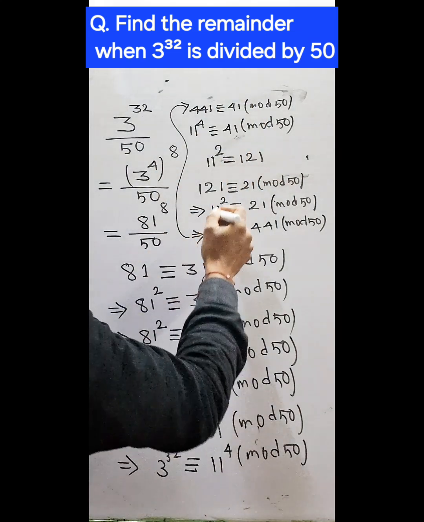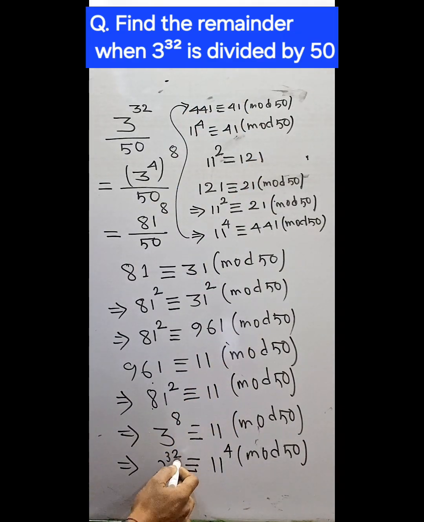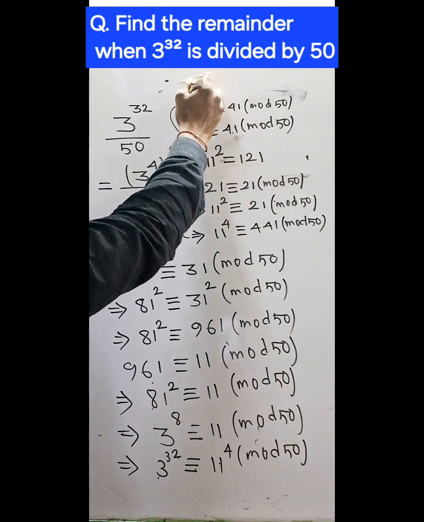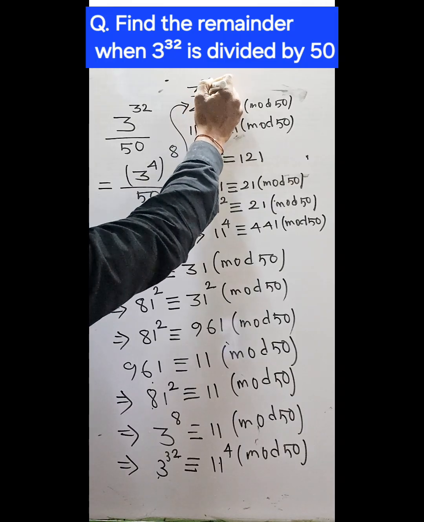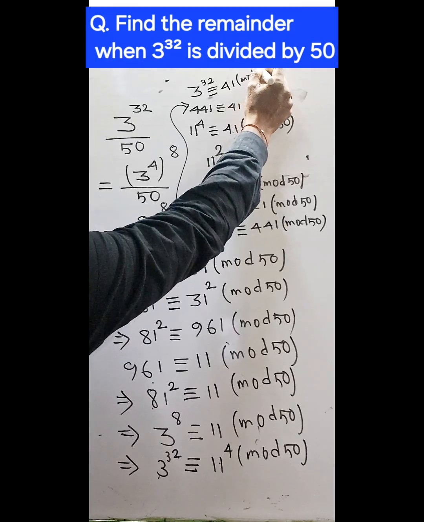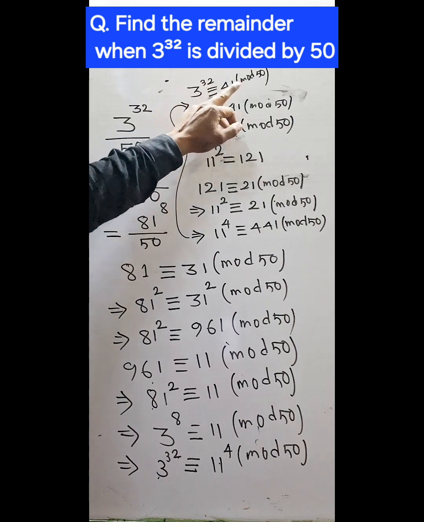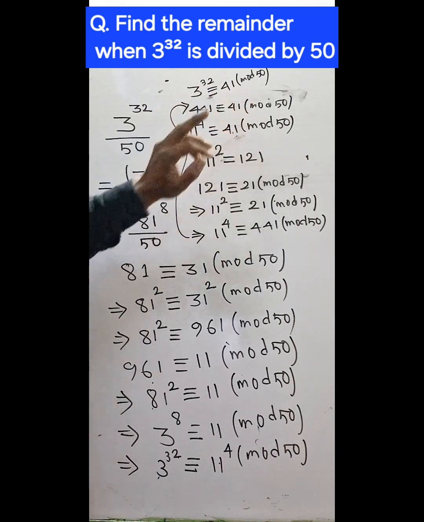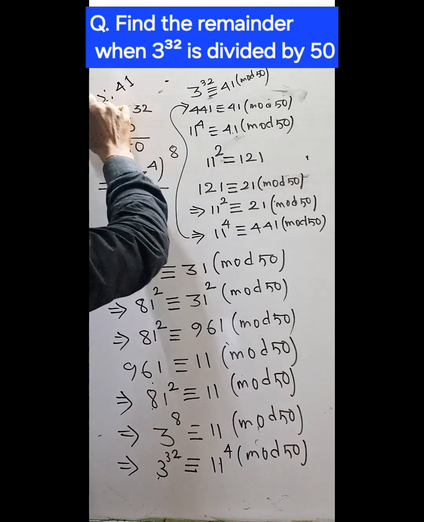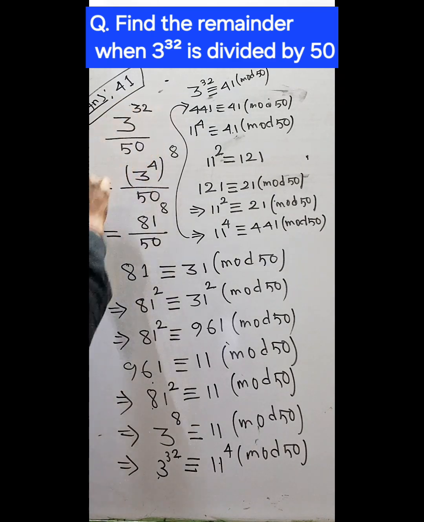So, final step. Combining these two: 3 to the power 32 is congruent to 11 to the power 4, and 11 to the power 4 is congruent to 41. So, finally, 3 to the power 32 is congruent to 41 modulo 50. Now your question was, what's the remainder when 3 to the power 32 is divided by 50? The remainder is 41. So answer is 41. This is your answer. Means if this is divided by 50, then remainder is 41.